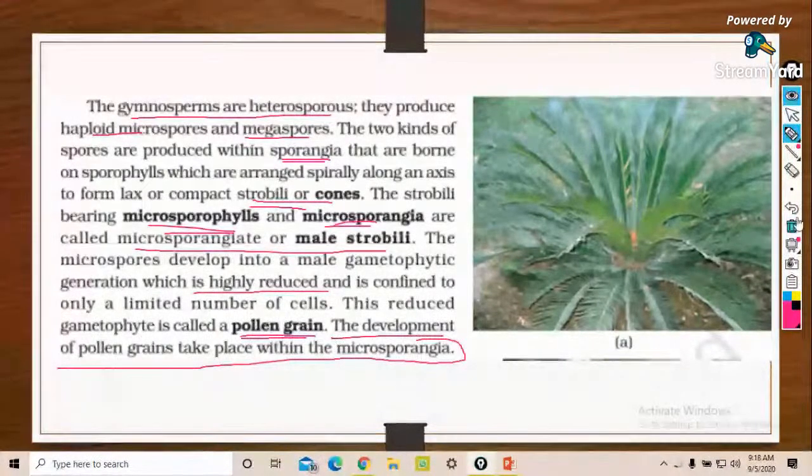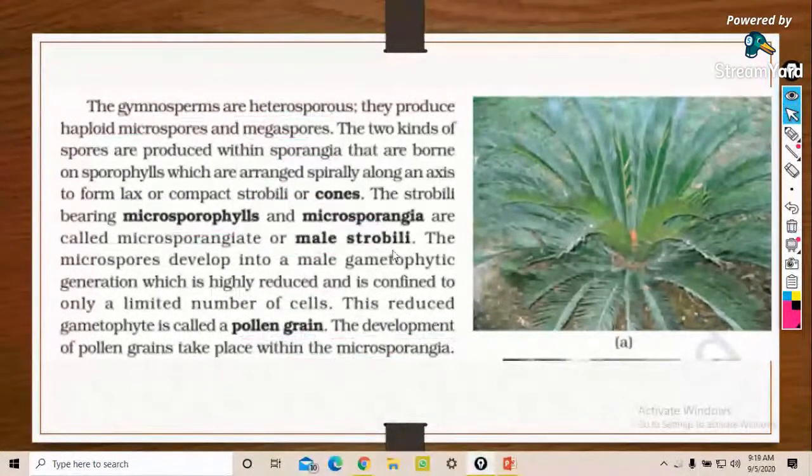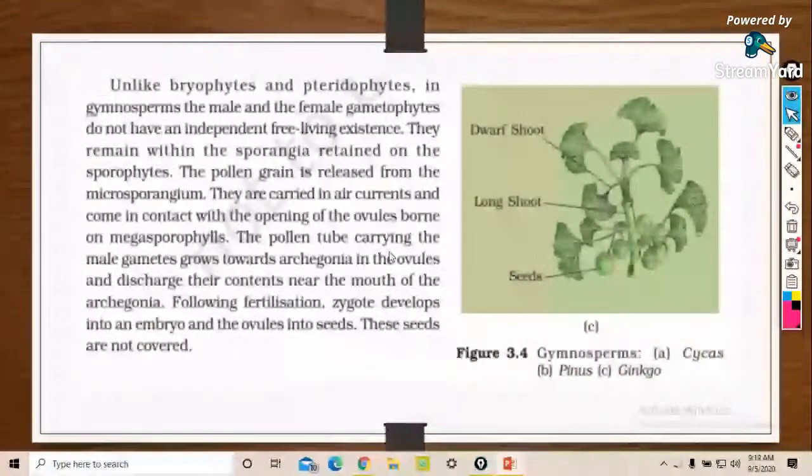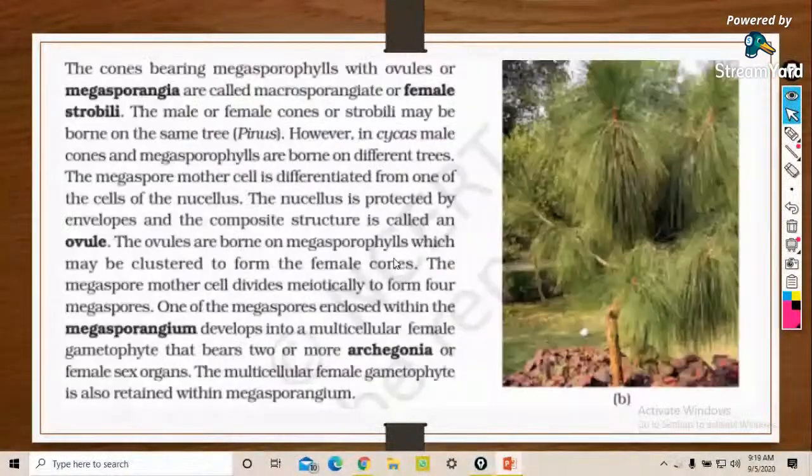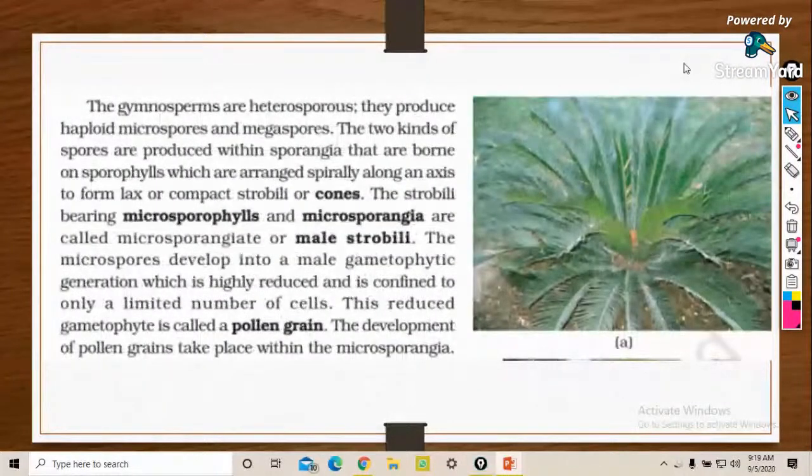Okay, after reading all those things or marking on the NCERT, I will explain it. Two more slides. My God, what is happening?